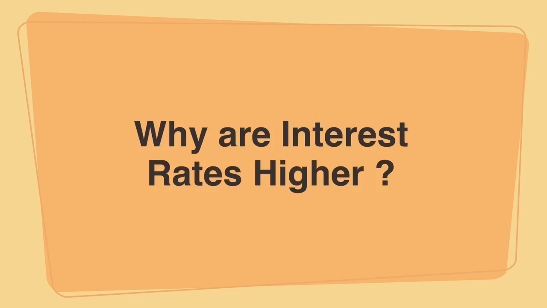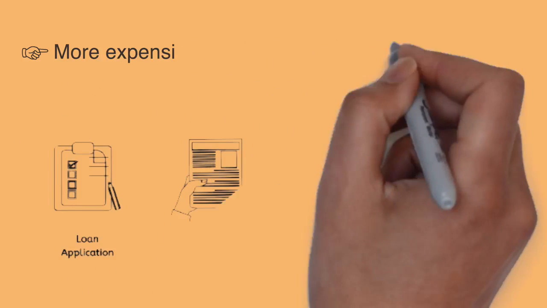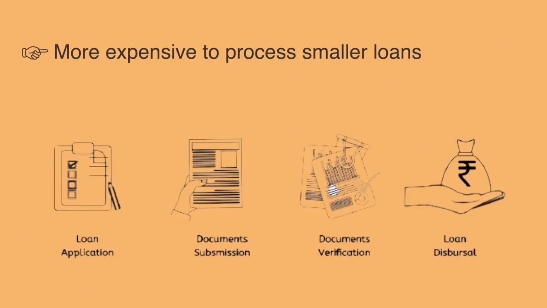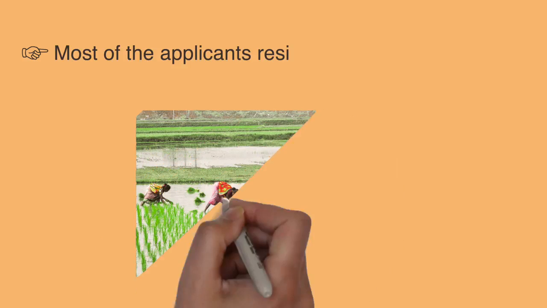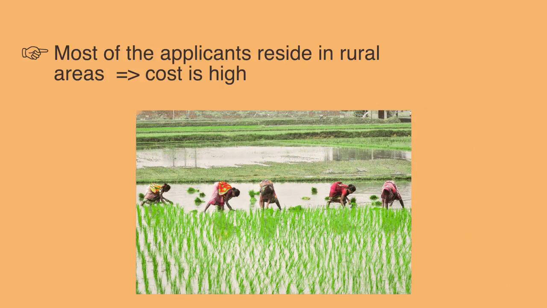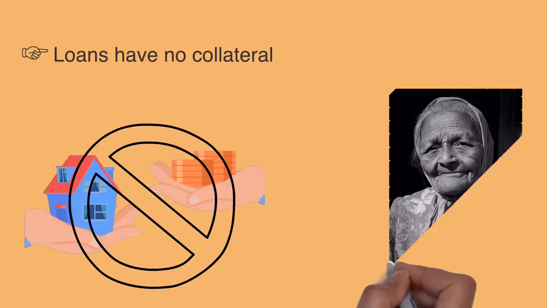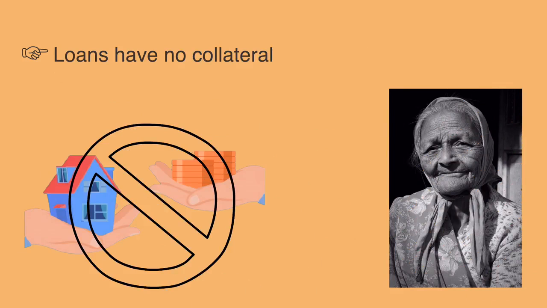Why are interest rates for MFIs higher than normal bank loans? The rate of interest charged by microfinance institutions, MFIs, are higher as compared to those levied by banks, as it is more expensive to process smaller loans as compared to loans offered by traditional banks. Most of the applicants who apply for MFI loans reside in rural areas, due to which the cost of operation is high and hence the interest rate is also high. Also, the loans are without collateral, so the lender cannot recover anything if the borrower is unable to pay.